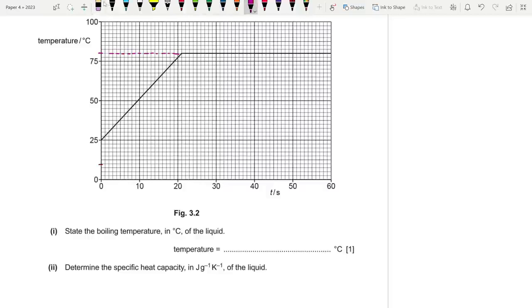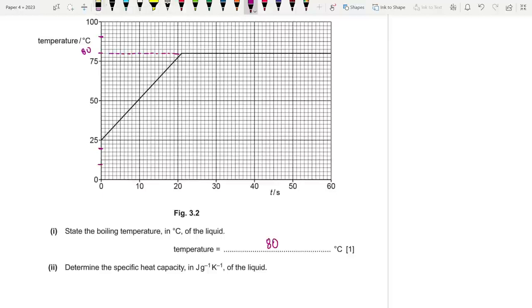1, 2, 3, 4, 10. 1, 2, 3, 4, 20. Okay, so 1, 2, 3, 4. This is 90. 1, 2, 3, 4. This is 80 actually. So 4 boxes comprise 10, so each small box is 2.5. So the boiling point is actually 80 degrees Celsius.